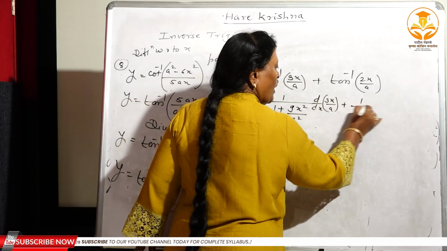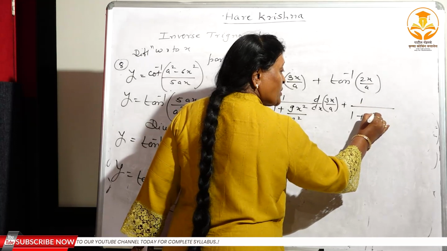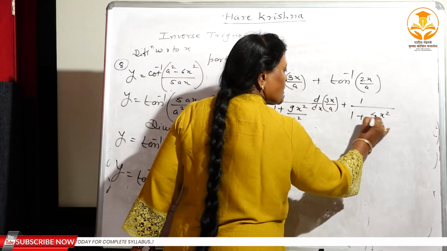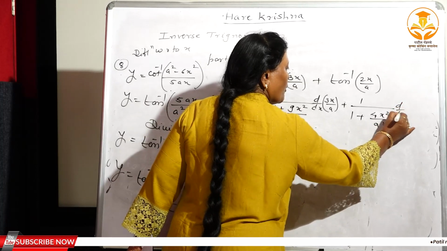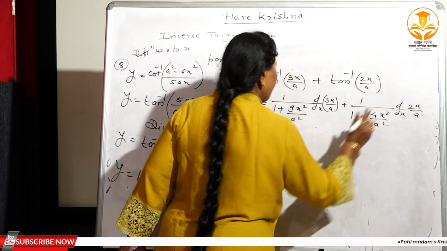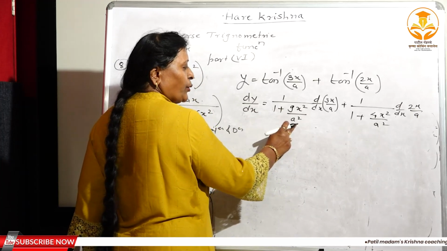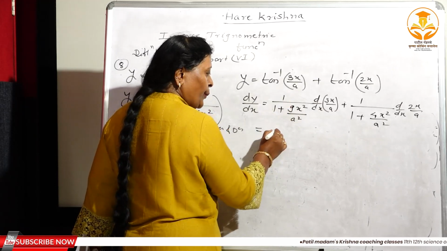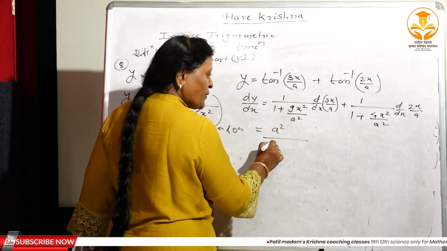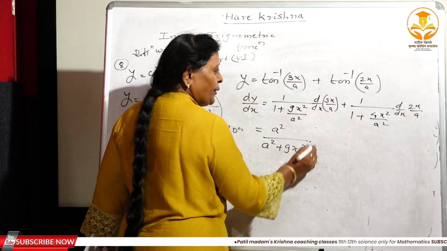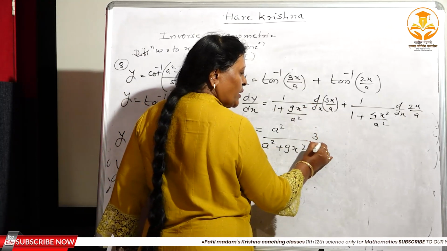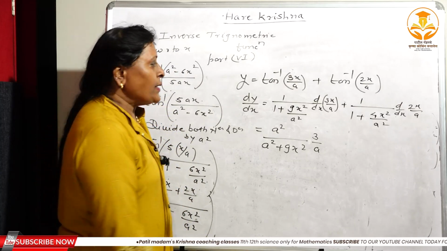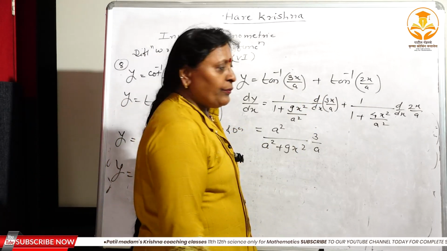Again 1 upon 1 plus u square means 2x whole square, that is 4x square, a square, and d/dx of 2x divided by a. Again cross multiply. When you cross multiply, a square is in the numerator, you will get a square plus 9x square into 3 by a, the constant term remains as it is. When a constant is multiplied to the function, the constant remains as it is, and the derivative of x is equal to 1, isn't it?